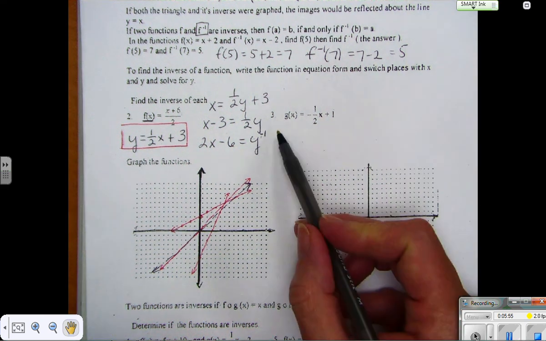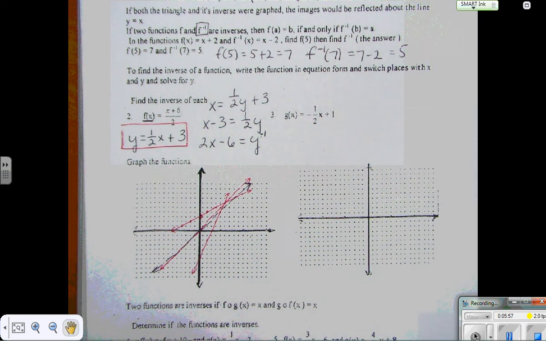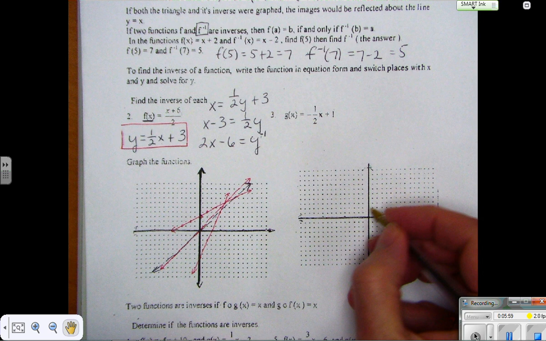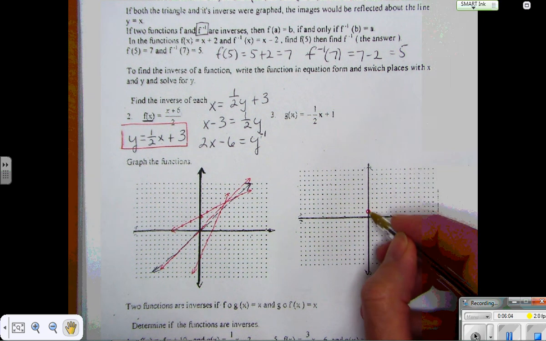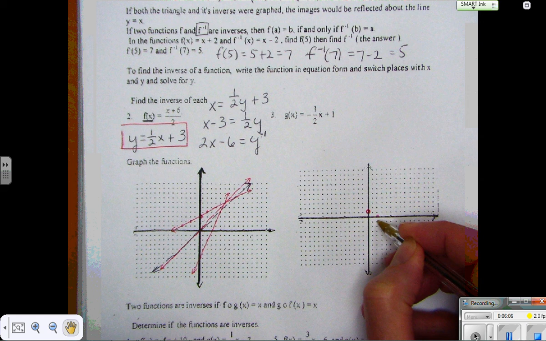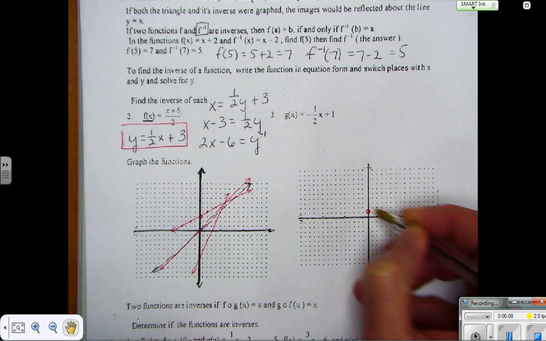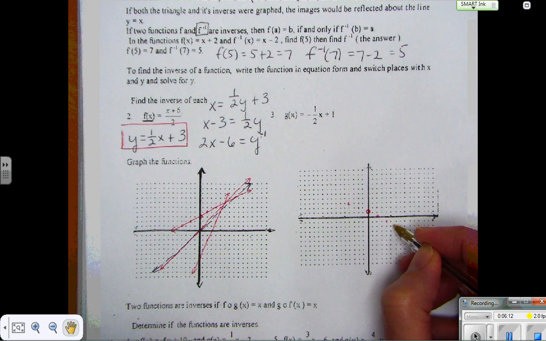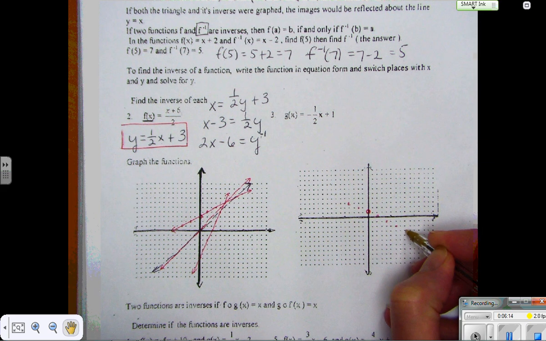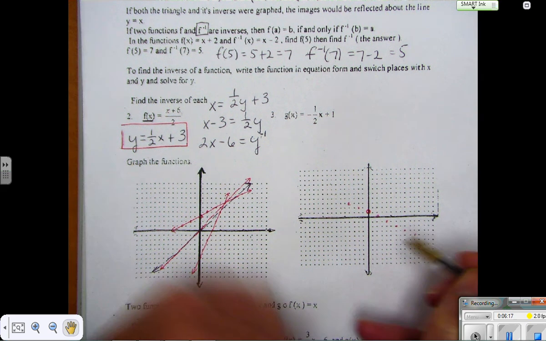G of x equals -1/2 x plus 1. So let's graph that first. Intercept of +1, and then the slope is 1/2. So it's a negative slope. Okay, graph that line.